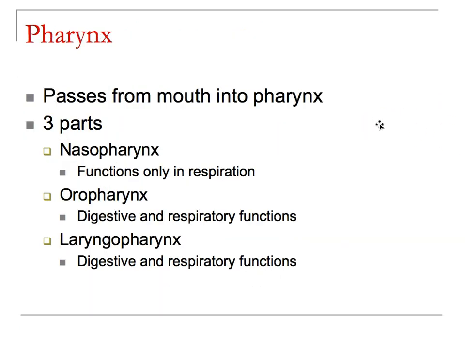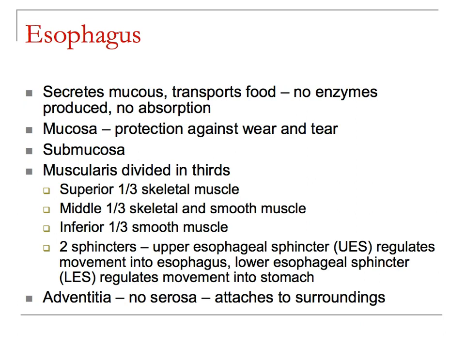As food passes from the mouth into the pharynx, you should understand the nasopharynx functions only in respiration, inhalation, and exhalation of gases. Oropharynx is the digestion and respiration functions, and laryngopharynx, the digestive and respiratory functions as well. Okay, so you can break these apart further, okay, when you're thinking about how they're going to function. Let's think about the esophagus, though. Materials are going to travel into this portion where there's no enzymes produced and no absorption occurs. So it's purely for transport, okay?